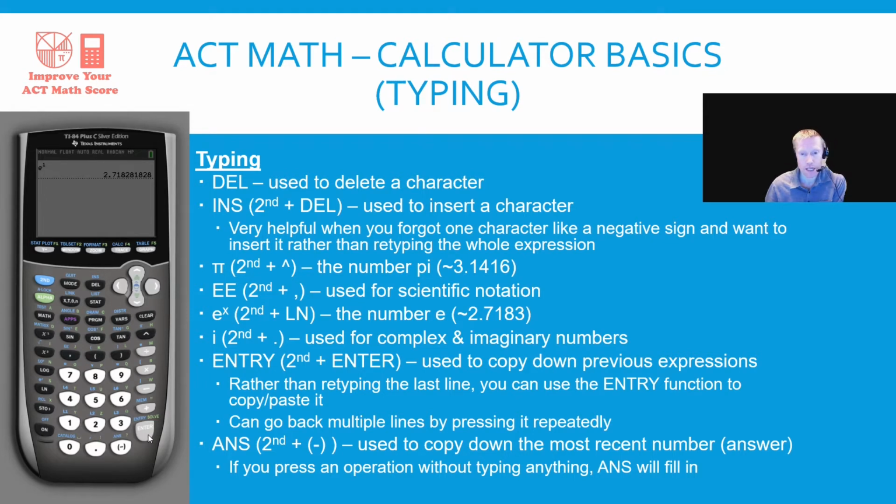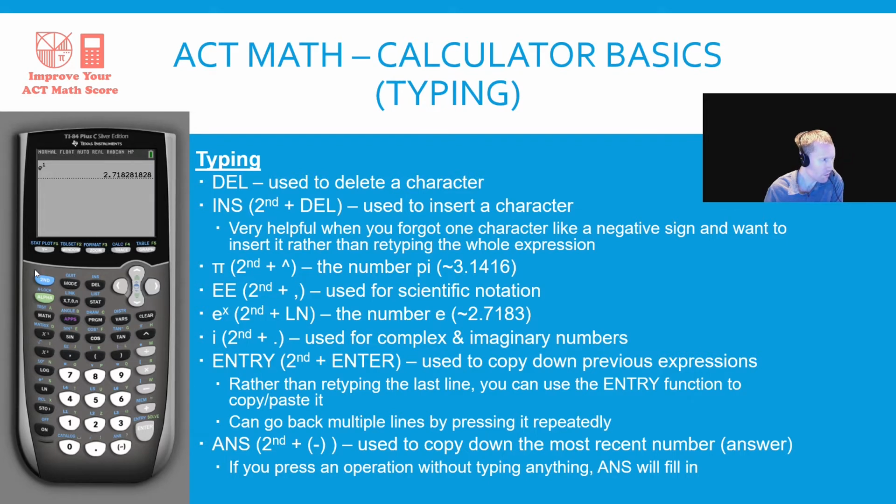Okay, next answer to check is -1. So now you, again, use the entry function and copy down the last line. Now you have to change all the +2's to -1's. So you have to change the 2 to the 1, but you also have to insert the negative sign. And here's where you'd use the insert function.